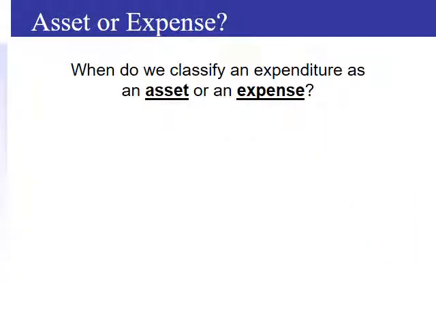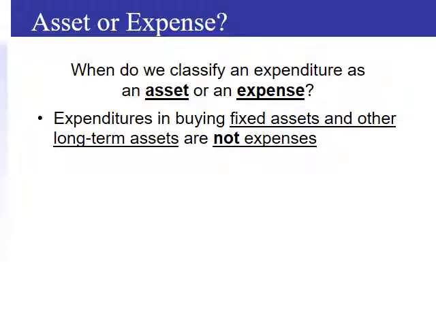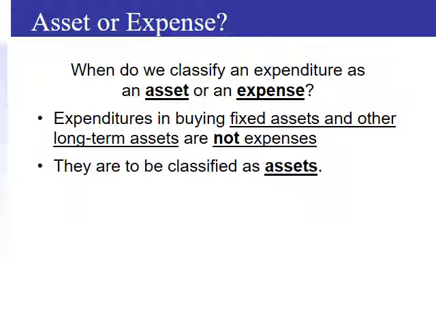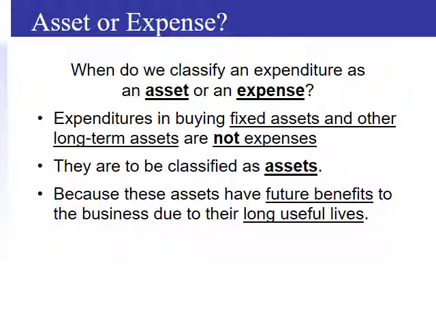How do we classify an expenditure as an asset or an expense? This is a very important question. In accounting, you have to classify things very carefully. Expenditure in buying fixed assets and other long-term assets are not expenses. Take note, it's not expenses. When you go for long-term assets, say you spend money on buying a car, this is an asset. So they are to be classified as an asset because this asset has future benefits to the business due to its long useful life.